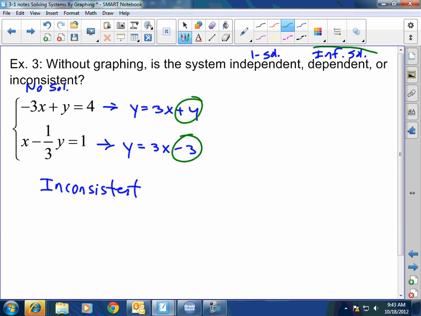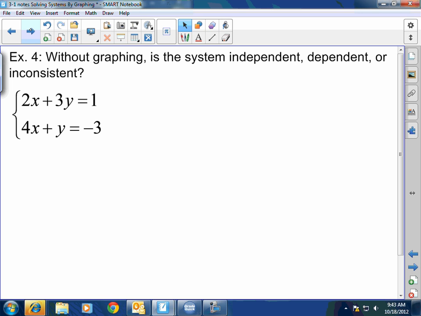That's why I'm giving you these friendly reminders. Write it down, maybe. Thank you. May I continue, gentlemen? Okay, without graphing, is the system independent, dependent, or inconsistent?